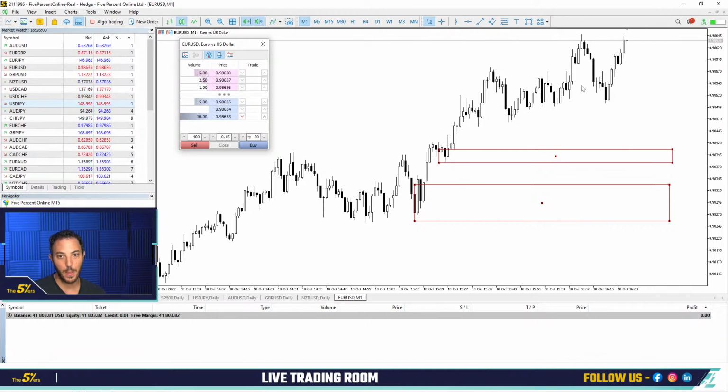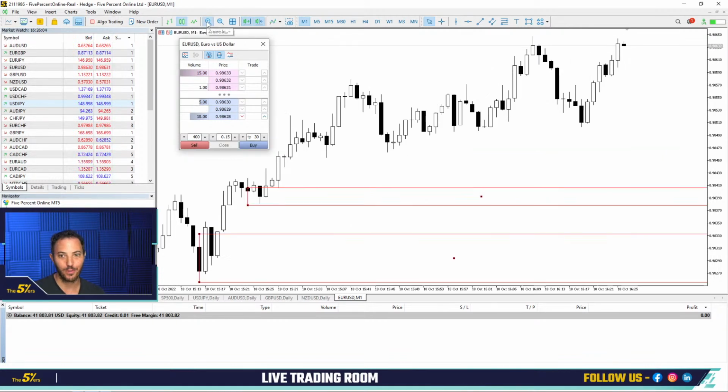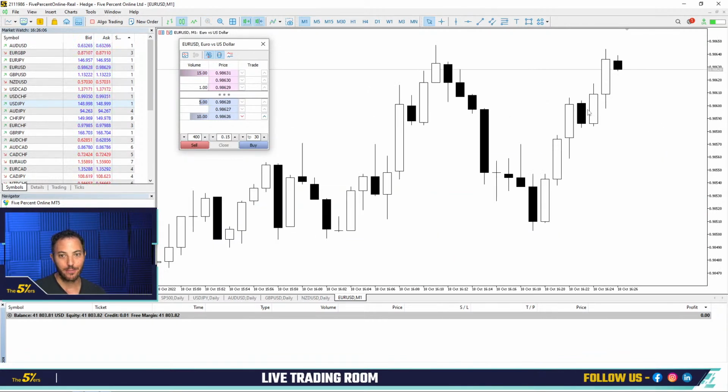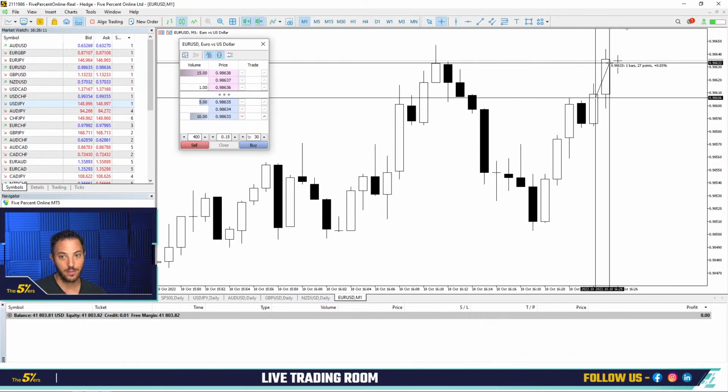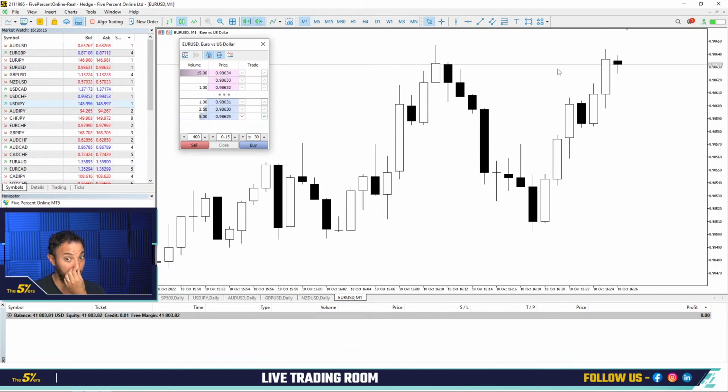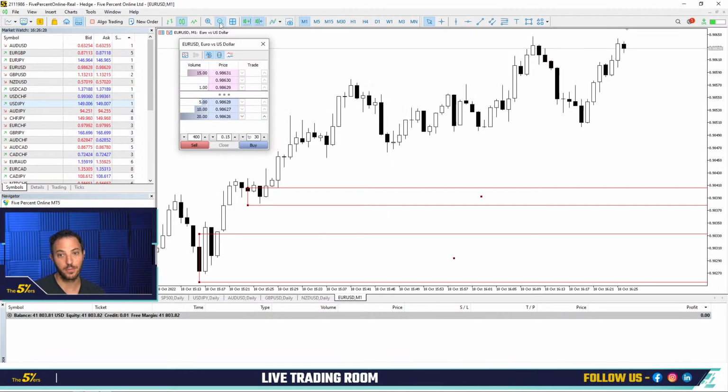Okay, so let's go back to our trading. So I missed out here on a few pips, probably 3 pips where my take profit was initially. So if I had held my trade 3 more minutes, I would have made 3 more pips, which is something.